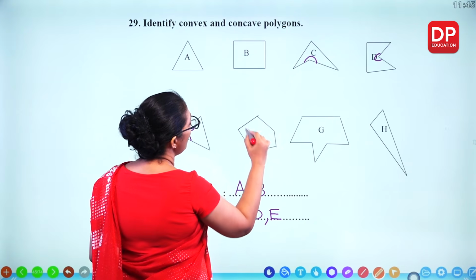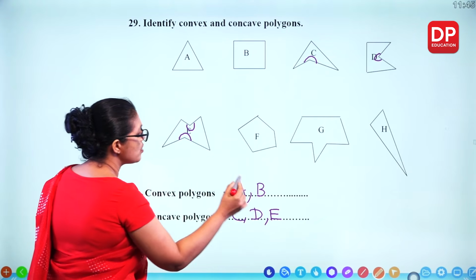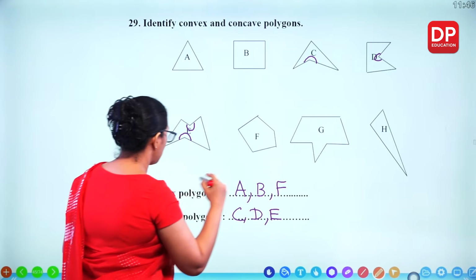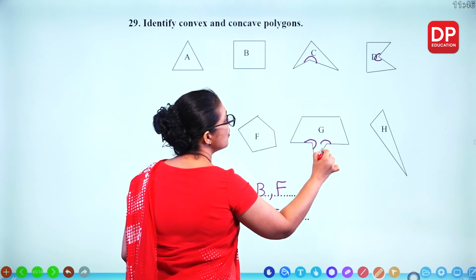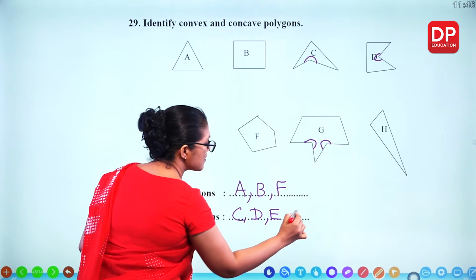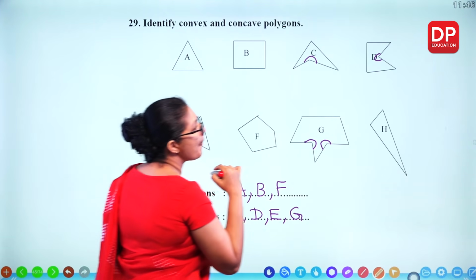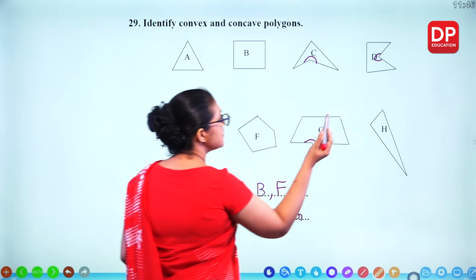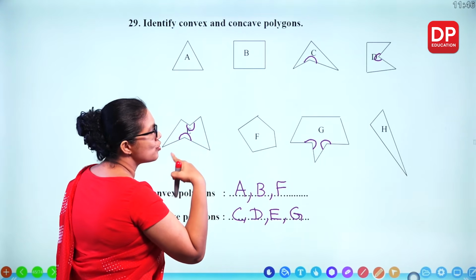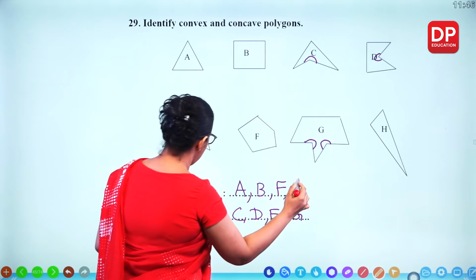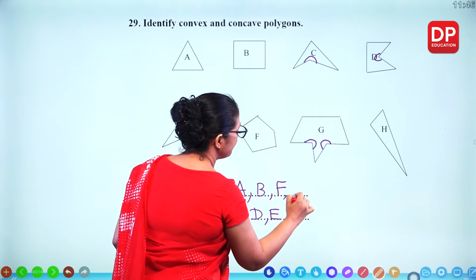F, all angles obtuse or acute, that's a convex polygon. This one you get two reflex angles, that's a concave one. This one, all angles less than 90. It can be an obtuse angle as well, that's a convex polygon.